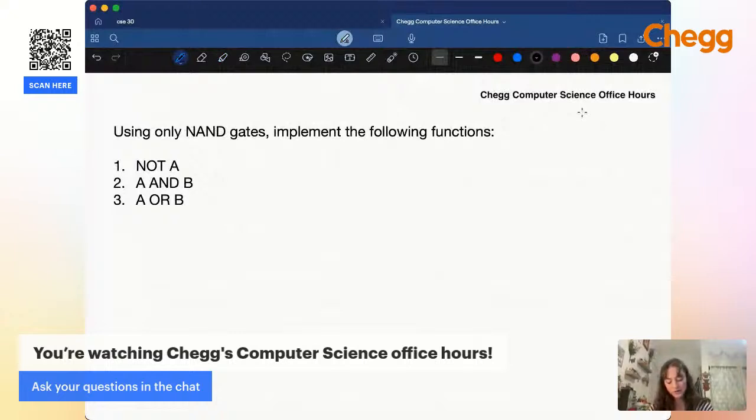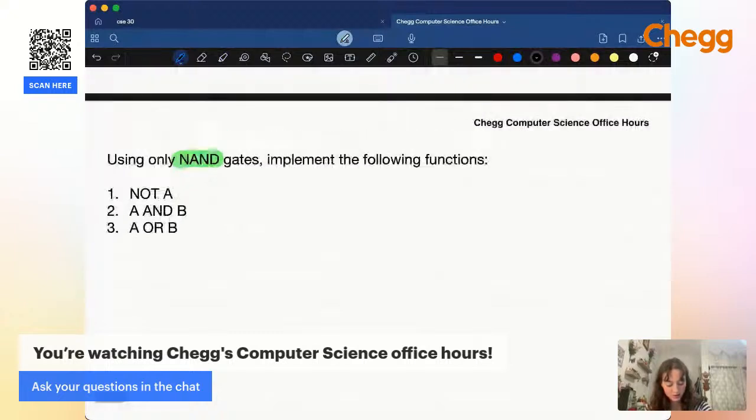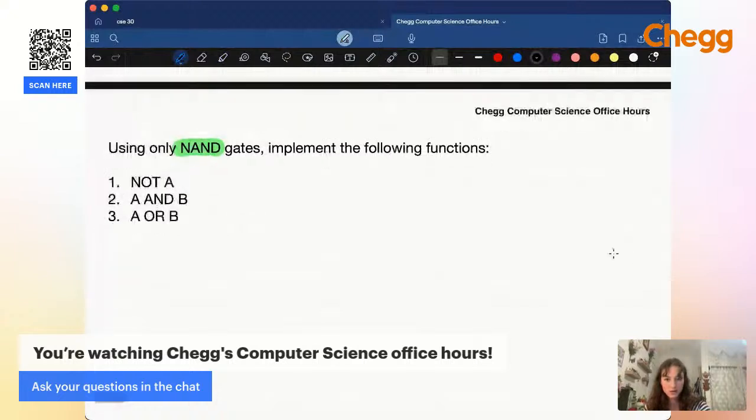Okay, so if you're taking these classes, you've probably heard that NAND and NOR gates are your universal gates. And what that means is that NAND and NOR can be used to make up any other gate. So we're going to prove that right now. So we're going to use NOT A with NAND. And I like to do a quick truth table with NAND.